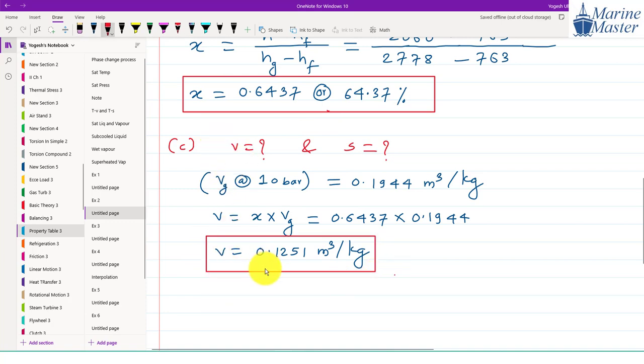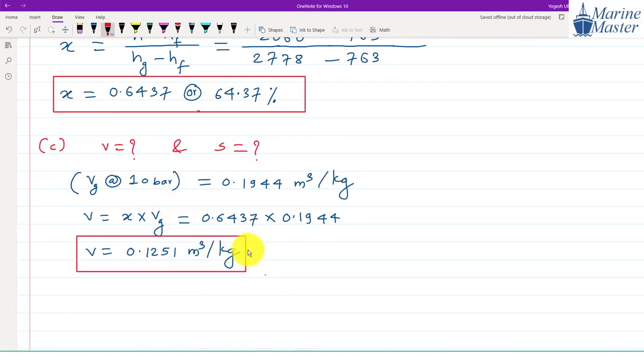So before going further, please everyone, we got one answer of this C part, that is specific volume. Before going further, please write down this C part, guys.